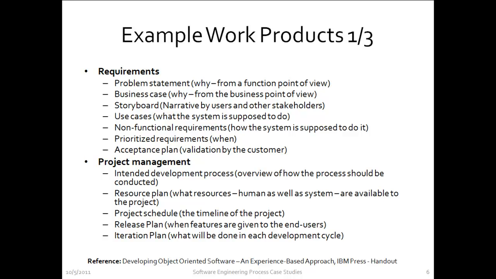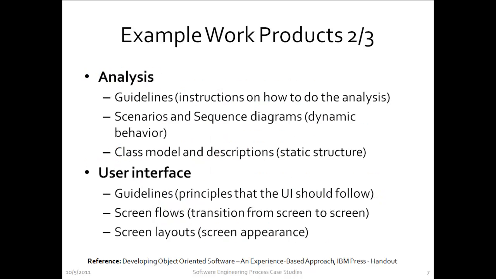This slide presents requirements and project management work products. Once again, note how they match up to the separate concerns in these areas. This slide presents analysis and user interface work products. With respect to analysis, this structured process had three work products. The first one is guidelines or instructions on how to do the analysis. This work product would talk about the three levels of analysis: domain, problem, and solution analysis, and the different kinds of things you would capture in each of these three kinds of analysis.